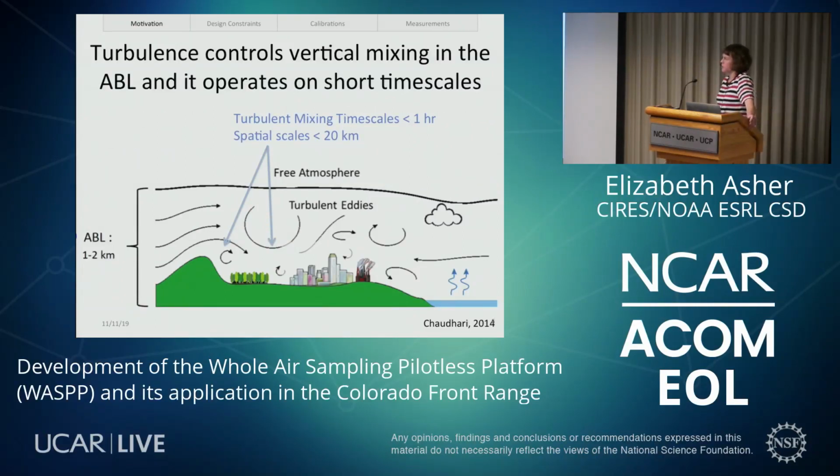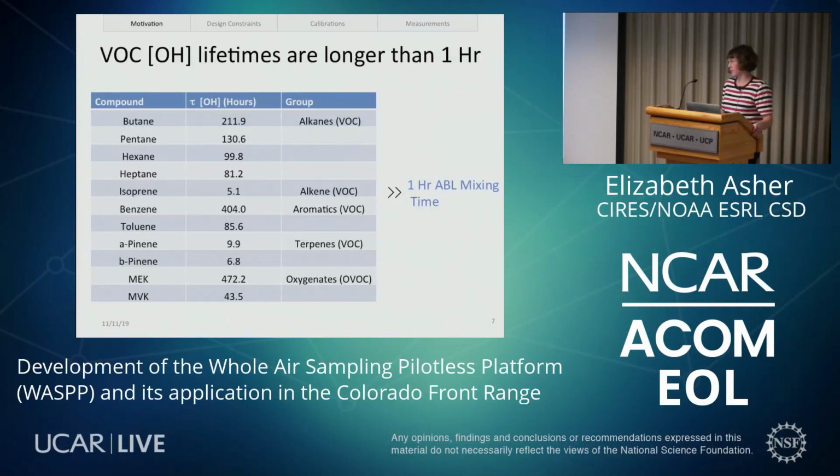So, as I mentioned a moment ago, turbulence controls vertical mixing in the atmospheric boundary layer during the daytime. And turbulent eddies vary in scale, but they're all rather small, and turbulent mixing timescales are typically less than an hour. And of course, that is much shorter than the chemical lifetimes of many volatile organic compounds, or VOCs, with respect, for instance, to the hydroxyl radical, or OH. This table is showing a number of compounds I measured during this study, including alkanes, alkenes, aromatics, terpenes, and oxygenates. And essentially, the chemical lifetime of these species is between tens and hundreds of hours. So it's much longer than turbulent mixing timescales.